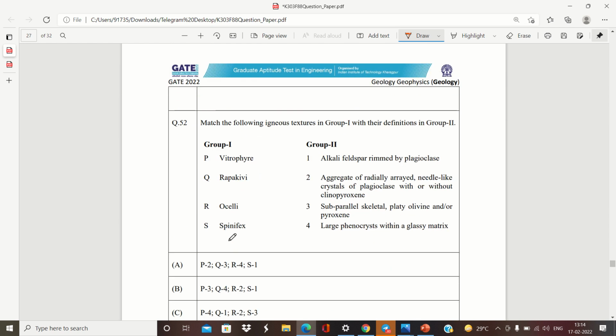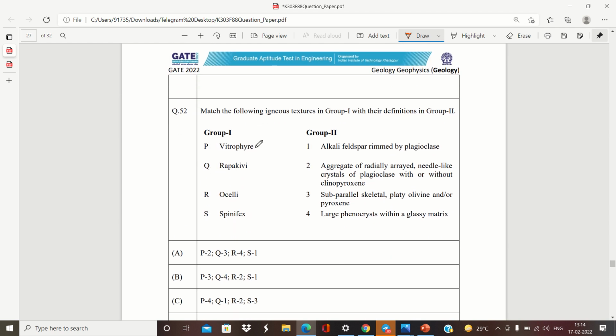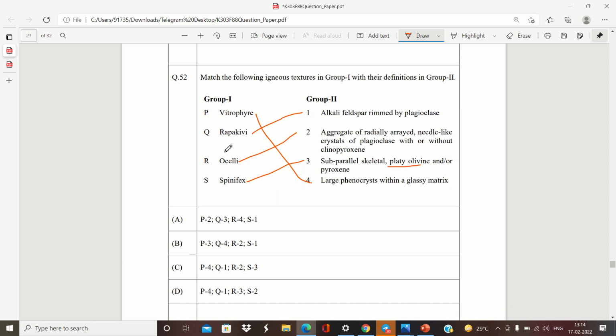The next question, it is again the match of the following. So here vitrophyre is large phenocryst within a glassy matrix. Okay, and Rapakivi is alkali feldspar rimmed by plagioclase. Spinifex is subparallel skeletal, platy olivine and pyroxene. Oscillatory is 2. So our option will be P4, Q1, R2, S3. Third option.